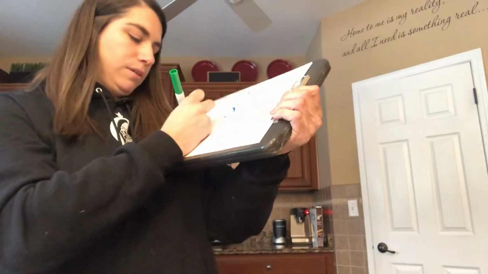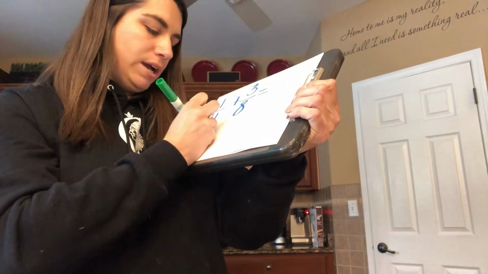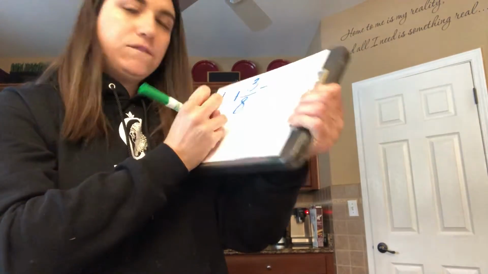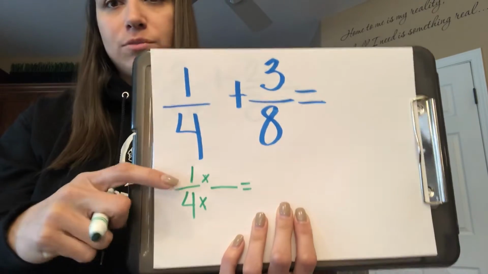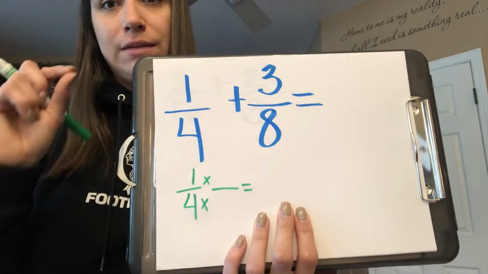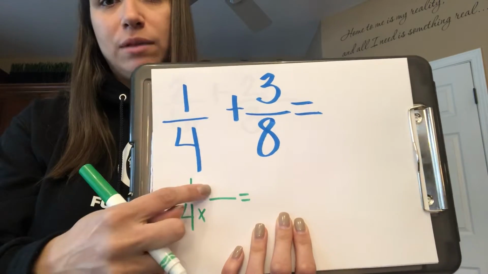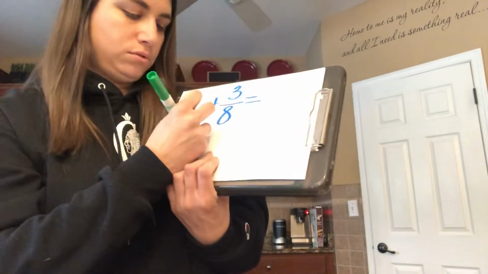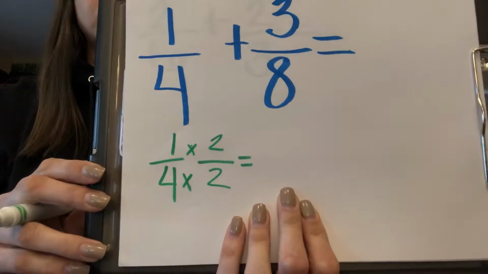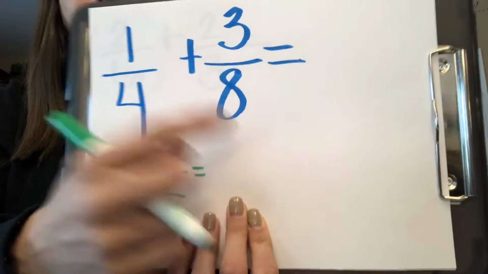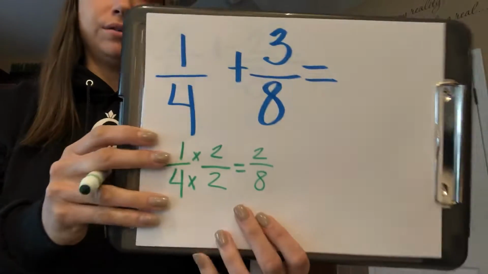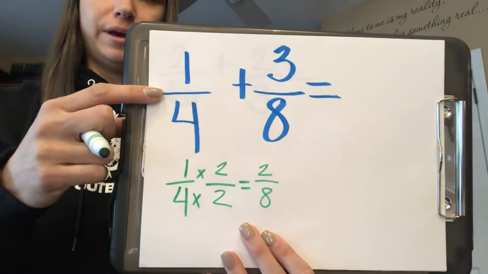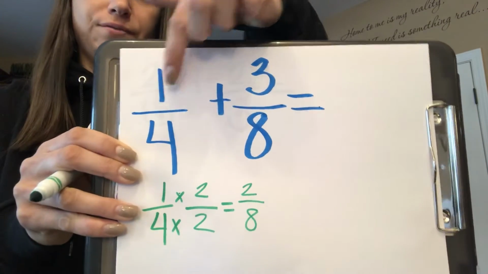So I'm going to write 1/4, and I have to think about what can I multiply by 4 to get 8. And I know that's going to be 2. So to make an equivalent fraction to 1/4, I have to multiply the top and the bottom by the same number. So 1/4 has to be multiplied by 2. 2 on top, 2 on bottom. So 1 times 2 is 2, and 4 times 2 is 8. So 1/4 is the same as 2/8. So I'm going to replace the 1/4 with 2/8.